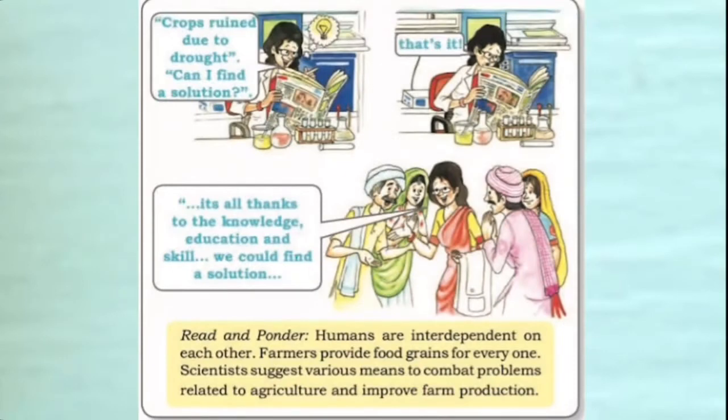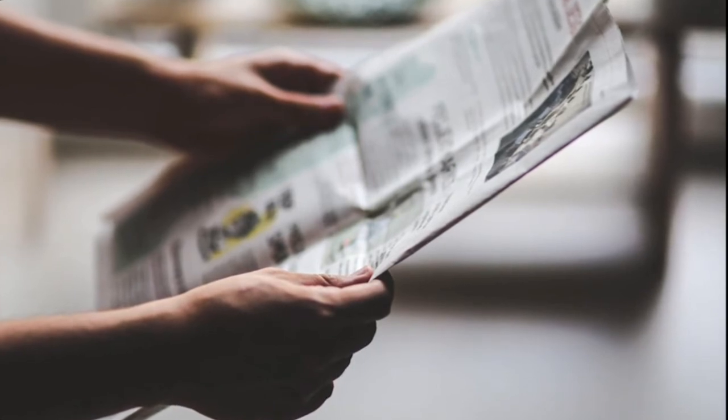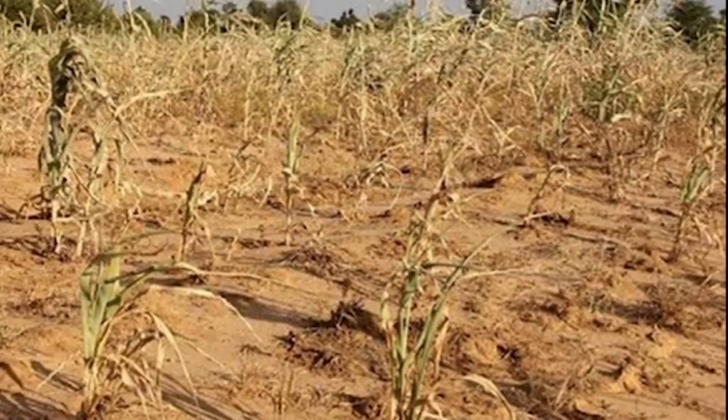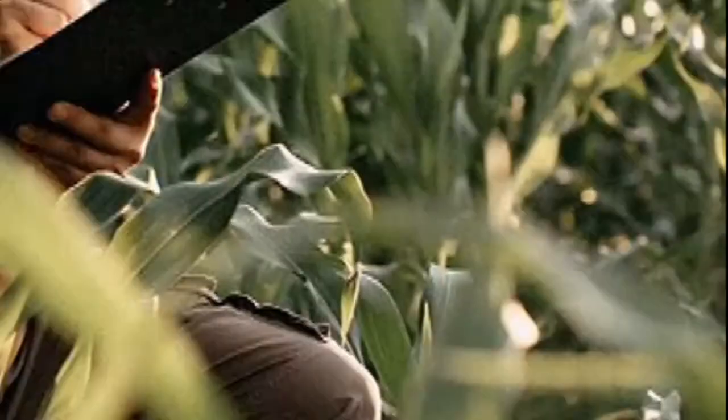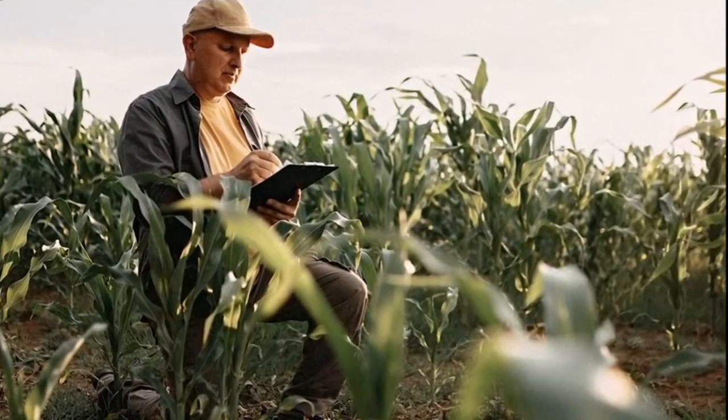Students, we can understand human resources with the help of these pictures. If you look at these pictures, we can see that a scientist is reading a newspaper and he came to know that crops are ruined due to drought. So, he started to think about it and tried to find an alternative way to grow crops.